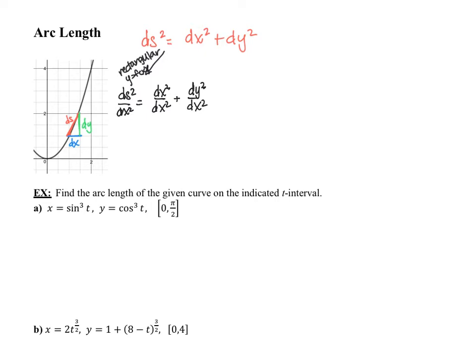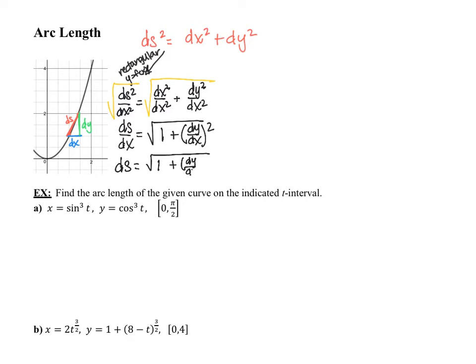Let's actually solve it just a little bit. I'm going to take the square root of both sides and simplify. I would get ds over dx equals the square root of, I'm going to simplify dx squared over dx squared to 1, plus dy dx squared. Making it look a little different, I may rewrite it as ds equals the square root of 1 plus dy dx squared, and you'll see why I'm doing this in just a moment, dx.